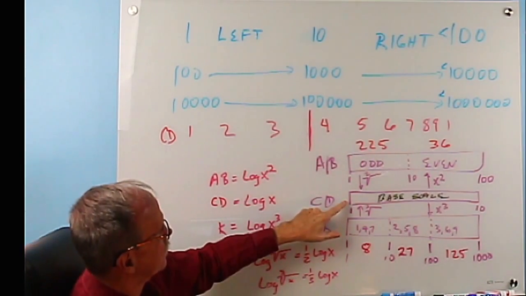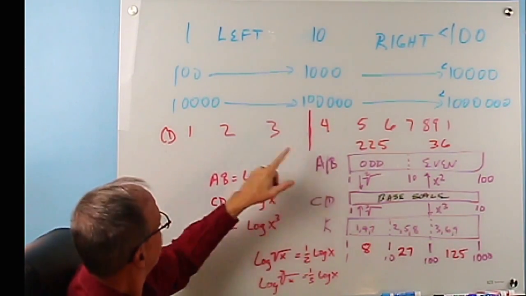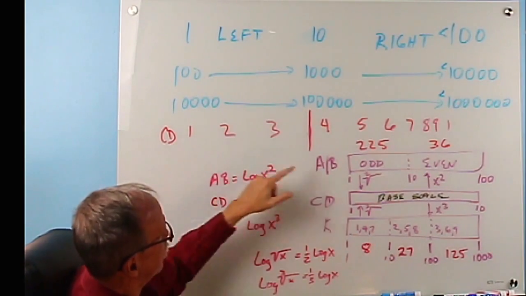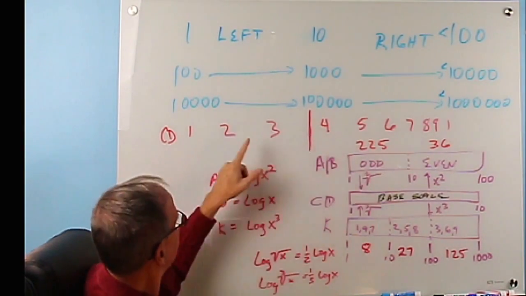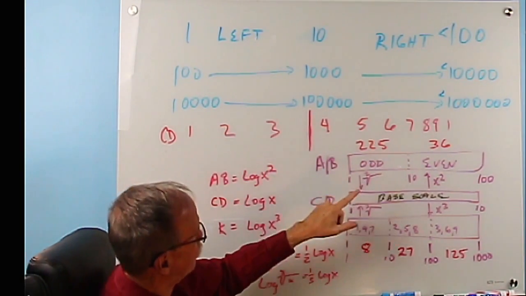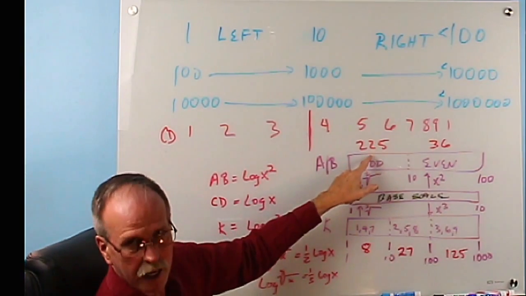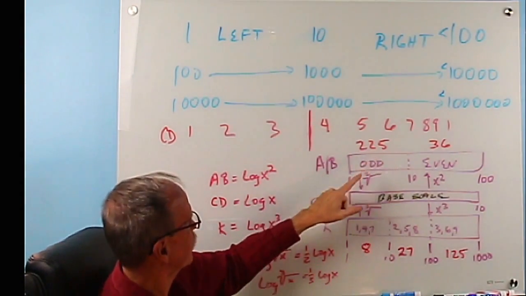If you start on the CD scale and go up, what's the square of 1? Well, it's 1. That's an odd number. The square of 2 is 4. That has an odd number of digits. It just has 1 digit.